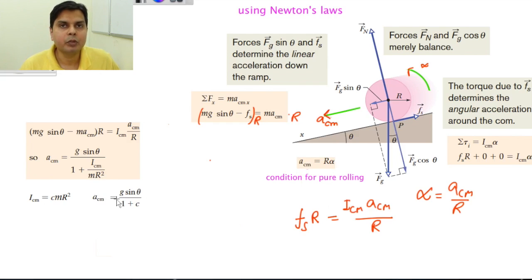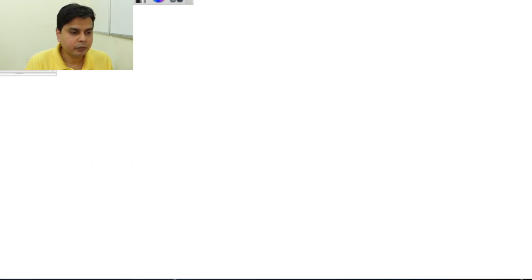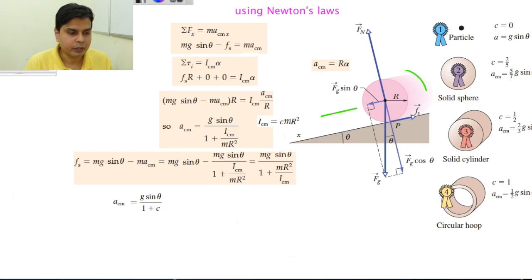So now I am in a position to answer the question: out of those four objects, which object will be reaching the ground fastest. This is the same calculation I have done. This is the formula for ACM is equal to g sin theta by 1 plus C. For a particle, what is happening? C is 0, because this is just a particle, there is no R, there is no moment of inertia, so acceleration will be g sin theta. So this will be reaching fastest.